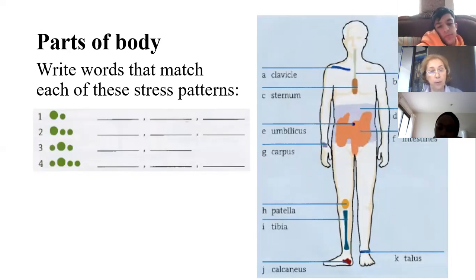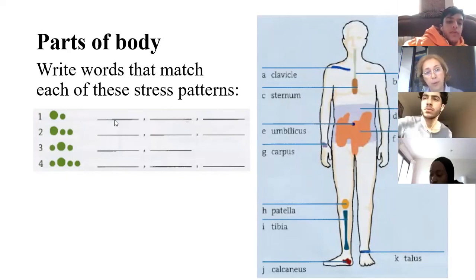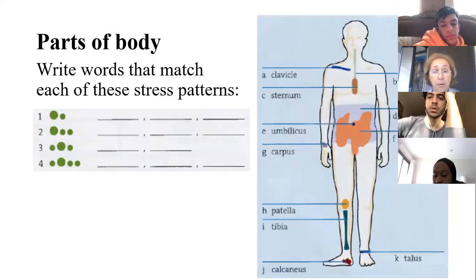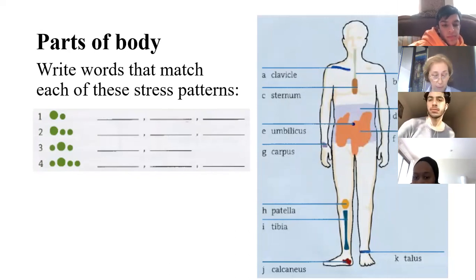Well, so who can read the words in the first group? Can I? Yes, please. The first words will be sternum, talus, and carpus. Exactly, you're right. Sternum, talus, and carpus. So 2-syllable words.